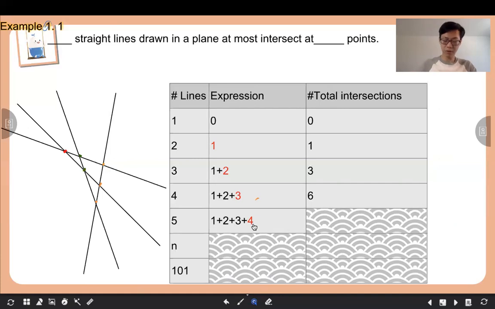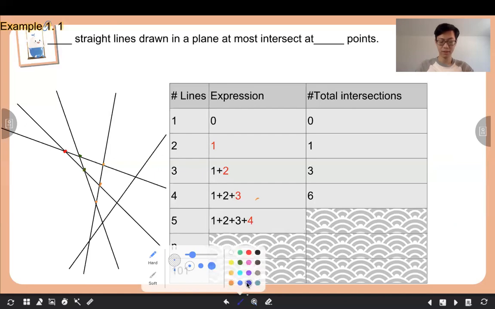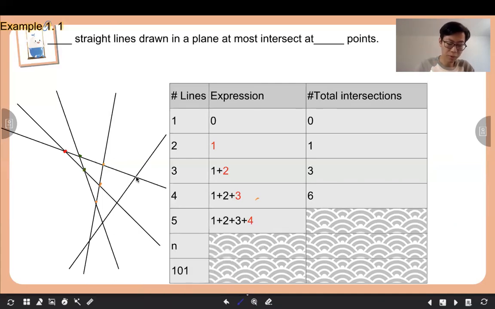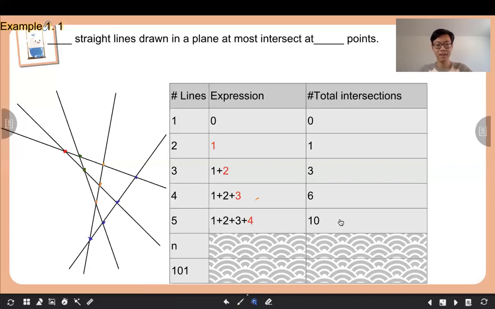And is it true? Let's see. Let's draw the 5th line to verify it. Okay. So the 5th line, here it is. Let's count. Are those new points really 4? Okay, 1, 2, 3, 4. Indeed, we have 4 more points. So how many intersections do we have in total? Great, that should be 10.